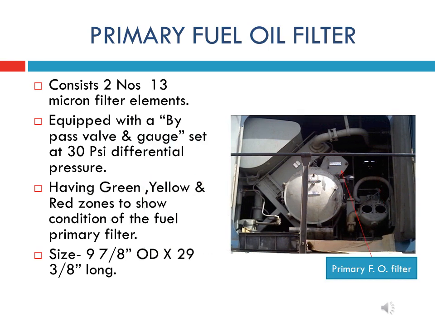Primary fuel oil filter. Primary fuel oil filter is connected in the system between fuel booster pump and secondary filter. It is mounted on accessories rack. It consists of two paper type filter assemblies and is renewed after every 90 days or on condition basis. Primary fuel oil filter is equipped with bypass valve and gauge set at 30 psi differential pressure. As the filter element becomes plugged, the indicator will show red zone. At this point, the bypass valve will begin to open, allowing the fuel to bypass the primary filter.